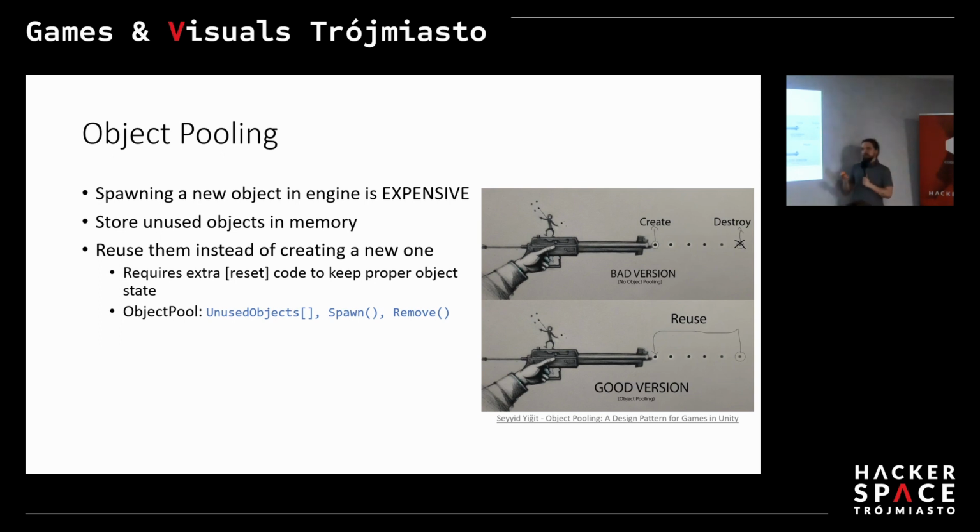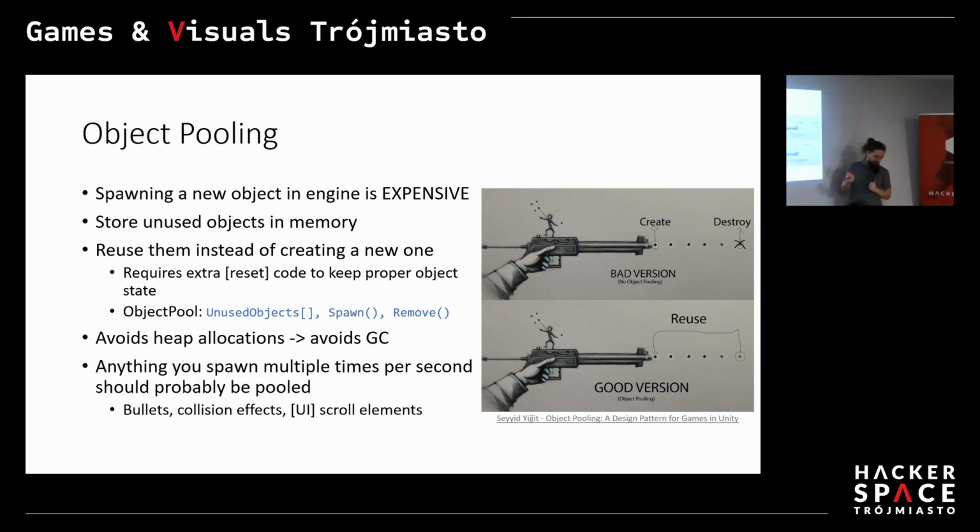Mainly when you do something each frame. That's what should trigger your brain to think about optimizing. So it avoids heap allocations. So bullets, some collision effects when you spawn particle effects, but keep in mind that you have to wait.